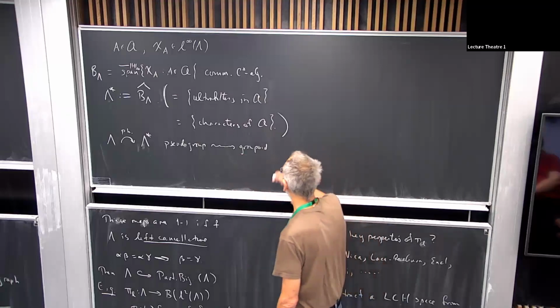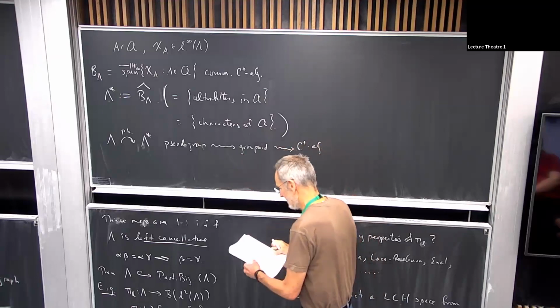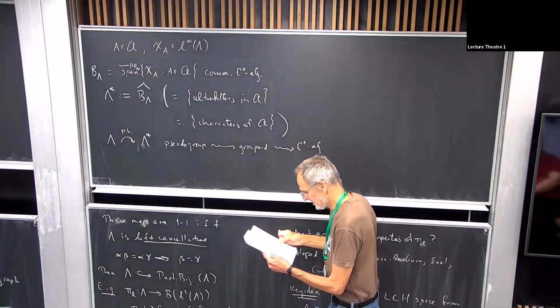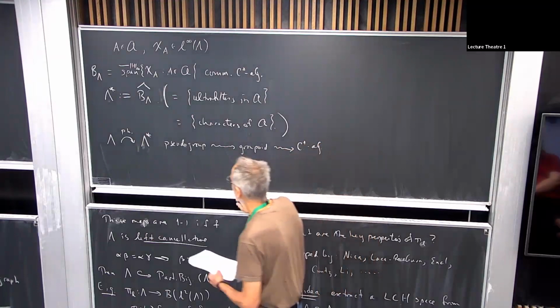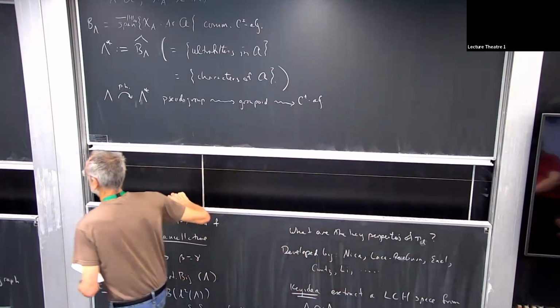Okay, so once we have a groupoid we get a C-star algebra. Okay, so I'm going to try to accelerate a bit. I guess I'm back to this thing.